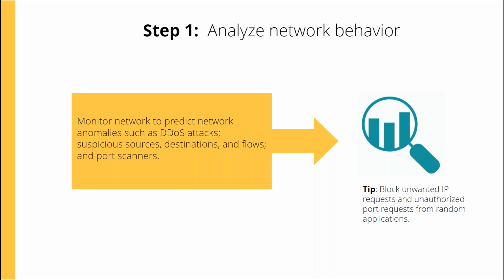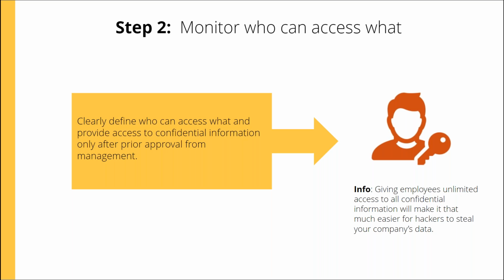The first step is that you need to analyze the network behavior. You need to constantly analyze your network behavior to check if there are any suspicious sources or destinations trying to connect to your network, or if you get any unwanted requests from blocked or unwanted IPs. You can block those IPs so that you can stop those intruders from connecting to your office network. The next step is to monitor who can access what.